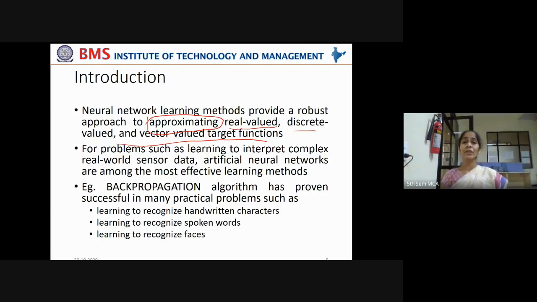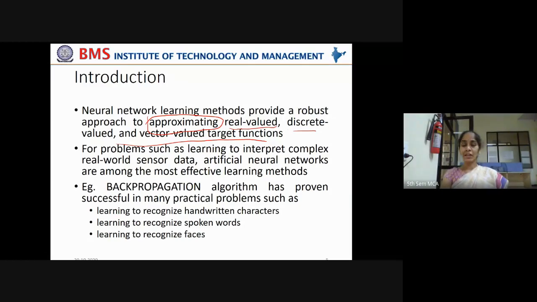That is why prediction is always associated with some error. It is not 100% correct all the time. There is always some error associated with the prediction. That is why we call it approximation. Now, for problems such as learning to interpret complex real-world sensor data, artificial neural networks are among the most effective learning methods. In order to conquer this kind of complex real-time situations, artificial neural networks have proven to be effective.